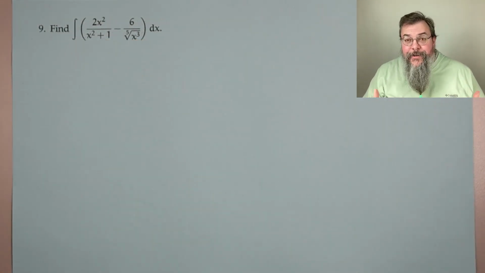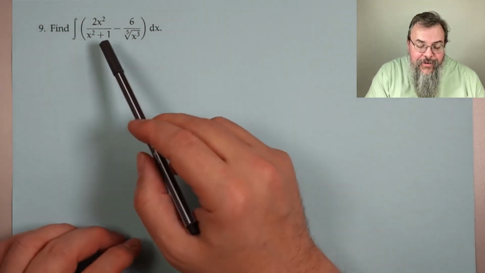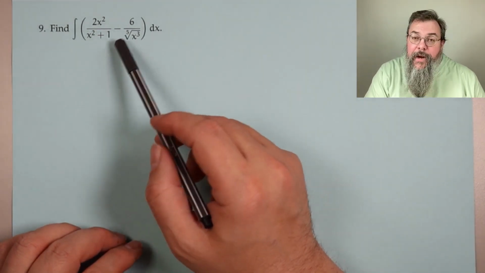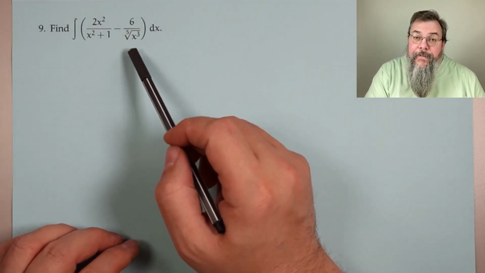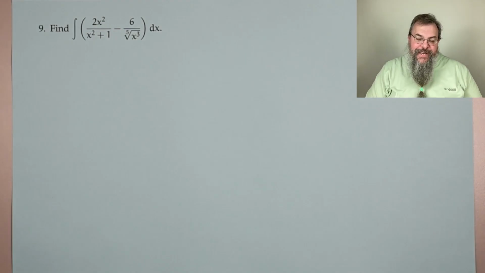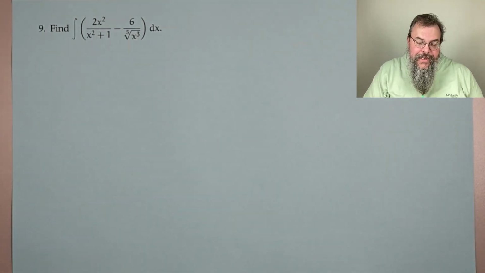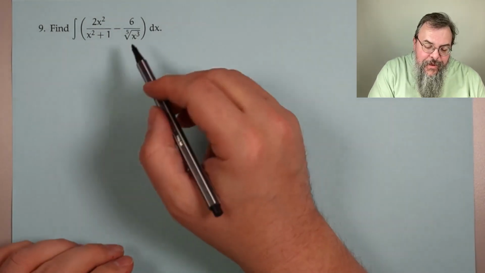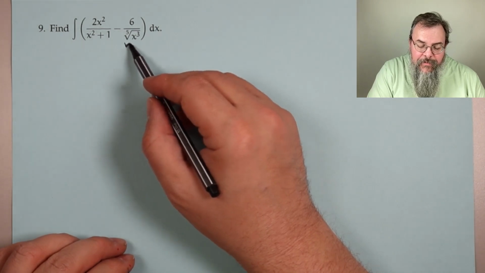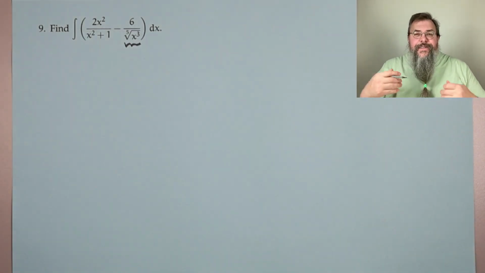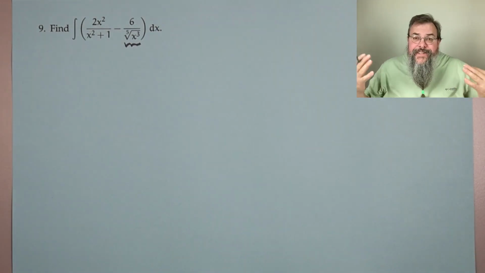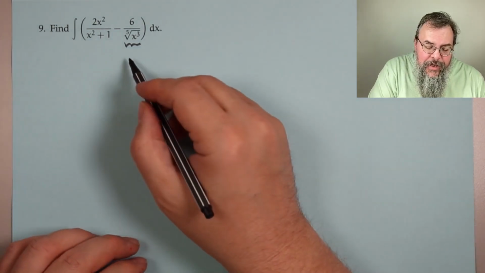Find the antiderivative, or the integral, 2x squared over x squared plus 1 minus 6 over the 5th root of x cubed. Okay. Whew. All right. Now, this last term looks hard, but then you realize, oh, it's just written in a non-calculus friendly way. We can do a couple of things.